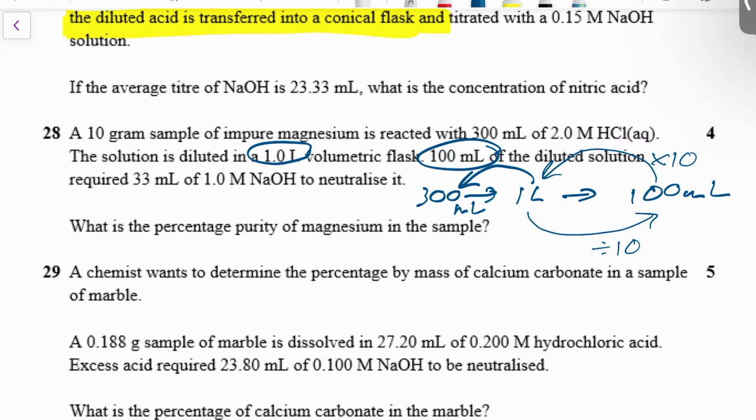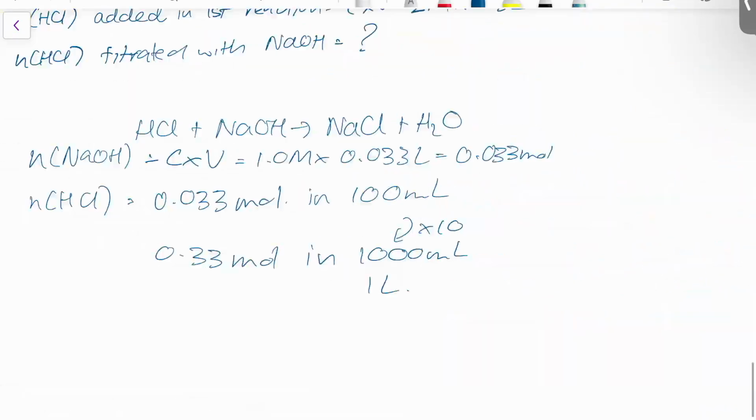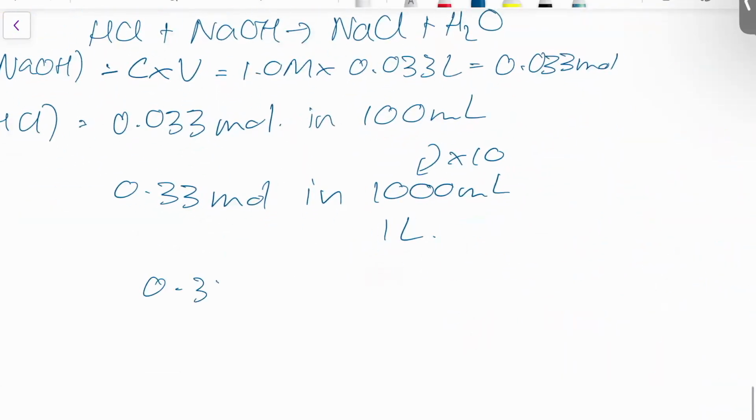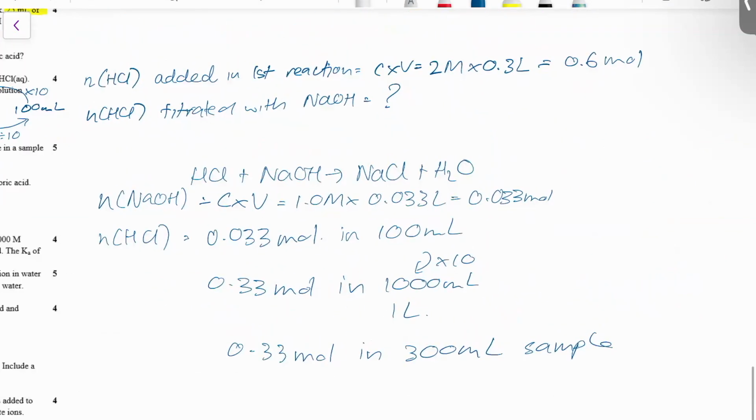No, when you're diluting, you're adding water, you're not changing the moles. So from 300 to 1 liter, they added water, they didn't change the moles, which means when I go back, I'm not going to change the moles either. I'm just reversing their steps. So this is the same 0.33 moles in the 300 mL sample at the very start. Okay, so I'm now back at the same context.